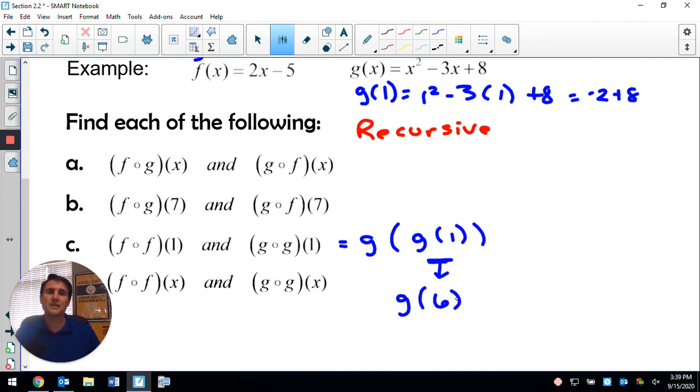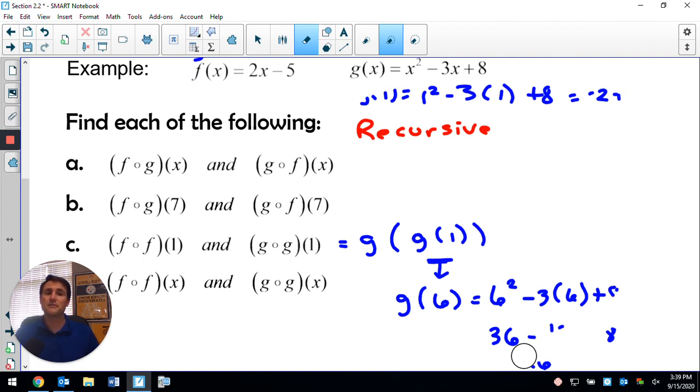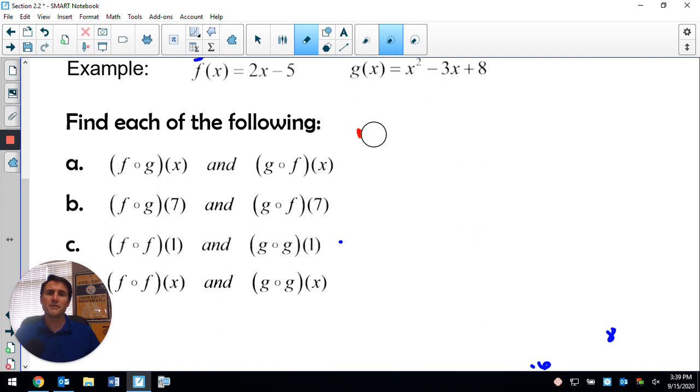And now we have to calculate g of 6. So now we're going to go through the g function again. That's going to be 6 squared minus 3 times 6 plus 8. And 6 squared is 36. 3 times 6 is 18. And add 8 to that. So basically we have 36 minus 10, or we have 26. So that's pretty easy, right? Recursive functions, just plugging it back into itself. All right, let's see what we have next.